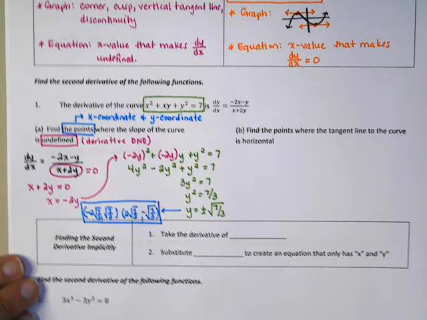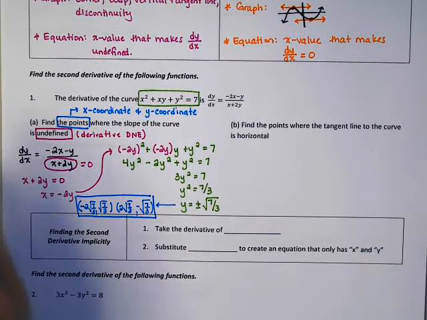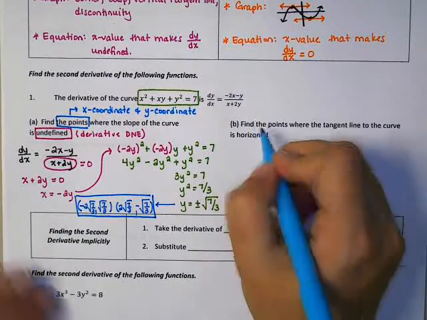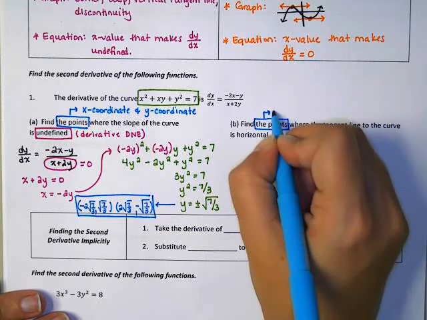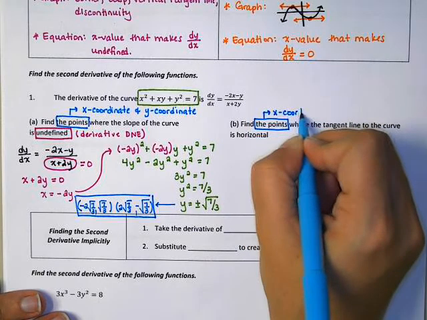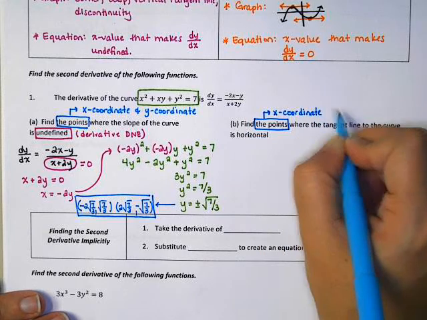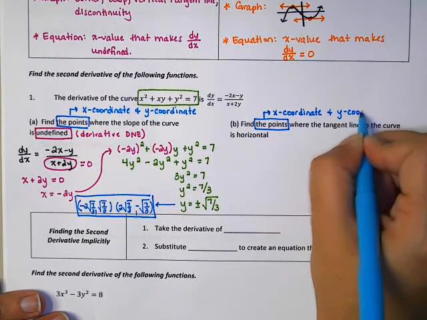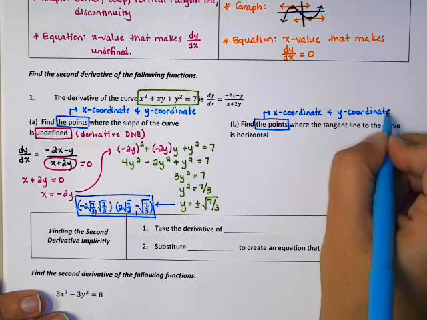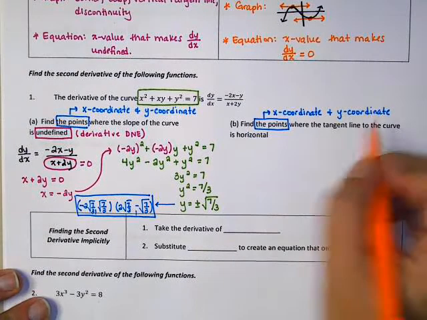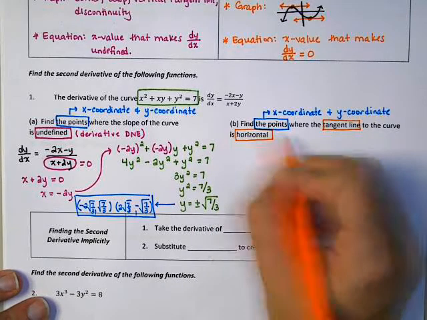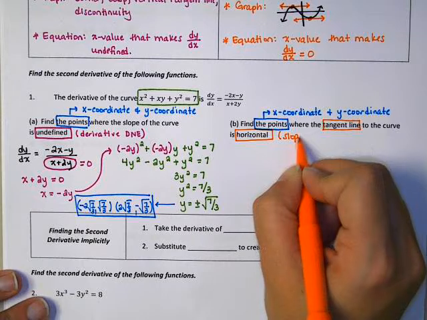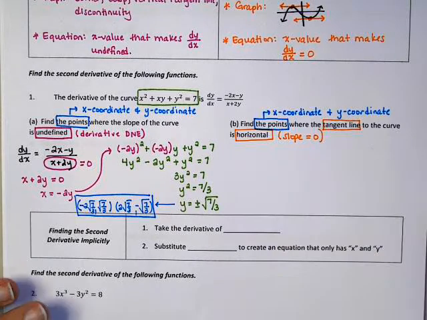For part B, it says find the points where the tangent line is horizontal. Again, you'll notice that in the instructions it says the points. So that means I'm going to need an x coordinate and a y coordinate. The other important piece of information here is that we want the tangent line to be horizontal, which tells me the slope should be 0, because the slope of a horizontal line is 0.